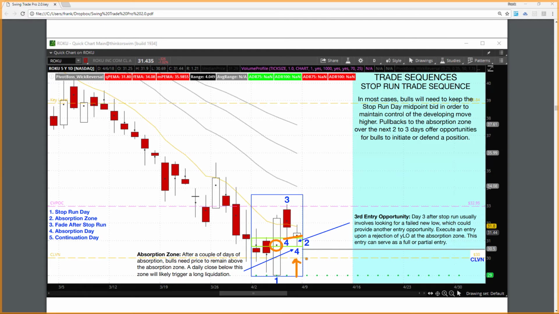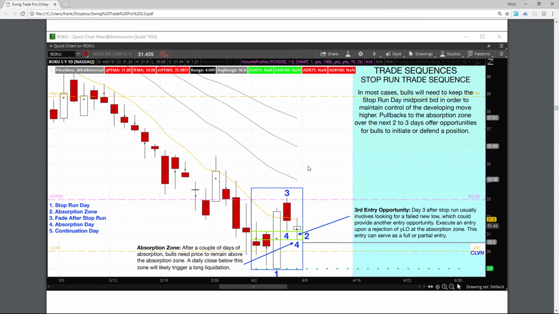And again, that gives you another opportunity. So day 3 after stop run usually involves looking for a failed new low, which could provide another entry opportunity. Execute an entry upon a rejection of the previous low at the absorption zone. This entry can serve as a full or partial entry. Again, with this one, I like this level so much. I like this name so much. I thought that we had a great shot to bounce back toward 39s. And so in this case, I actually entered 100% position on that failed new low ahead of what would likely be a bounce ahead. So let's move on to the next slide.